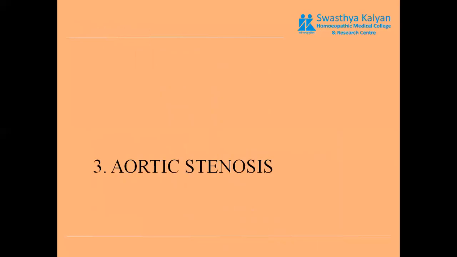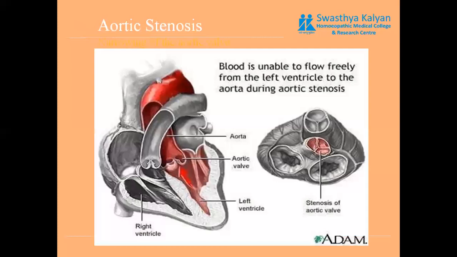Now, the third type, that is aortic stenosis. Aortic stenosis is present in the aortic valve. This aortic valve is present between the ventricle and aorta. So what will happen is the valve won't open completely, as in the case of stenosis, that is incomplete opening of the valve. Due to this, the blood is unable to flow freely from the left ventricle to the aorta. So the ventricle won't get emptied completely. First thing that should be noted.